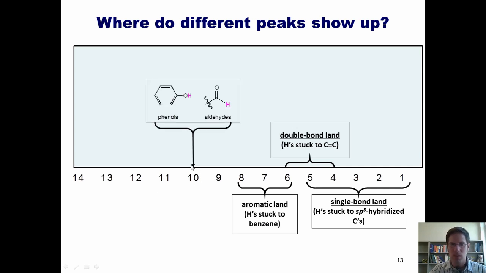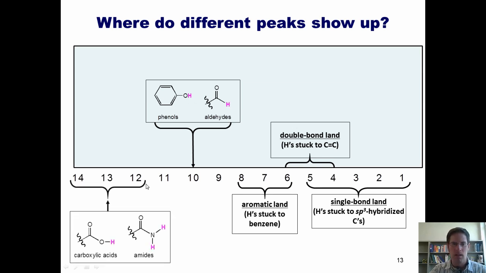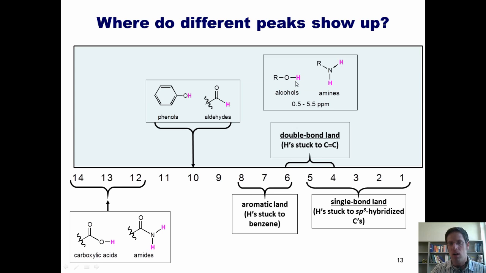Right around 10 we see phenols, that's this type of hydrogen, or aldehydes, this type of hydrogen shown in pink. 12 to 14 we see carboxylic acids and sometimes amides, although sometimes there's some variability here. And alcohol hydrogens and amine hydrogens generally show up in this range, 0.5 to 5.5 ppm, although there is sometimes a lot of variability there.